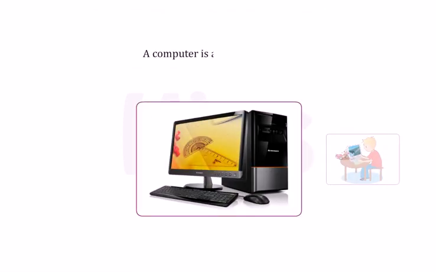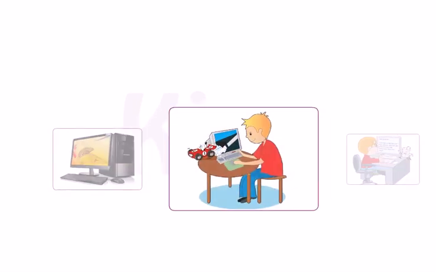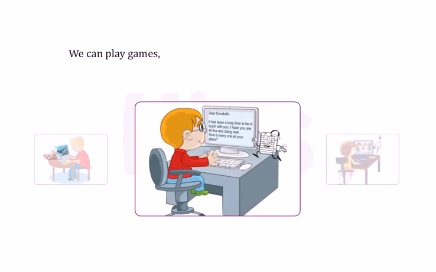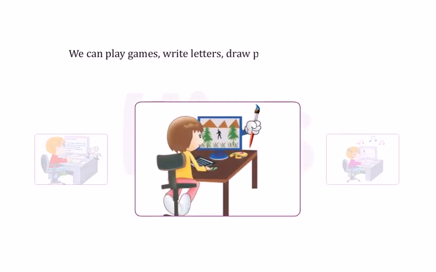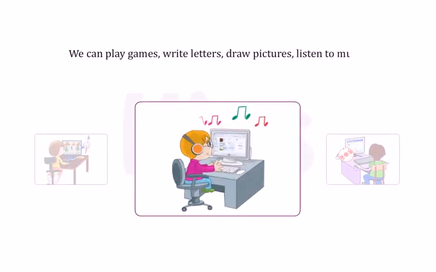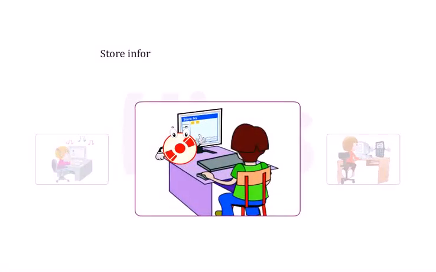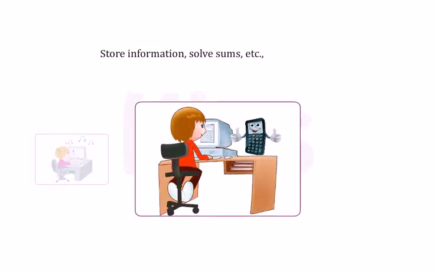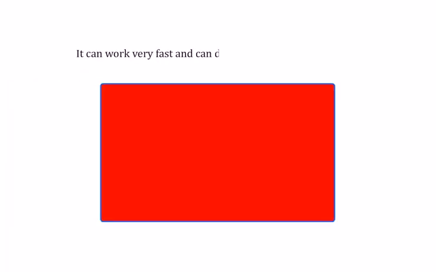A computer is a useful machine. It is used in almost every sphere of our life. We can play games, write letters, draw pictures, listen to music, store information, solve sums, etc. on a computer. It can work very fast and can do many jobs at the same time.